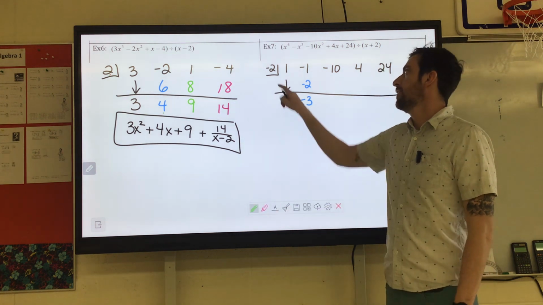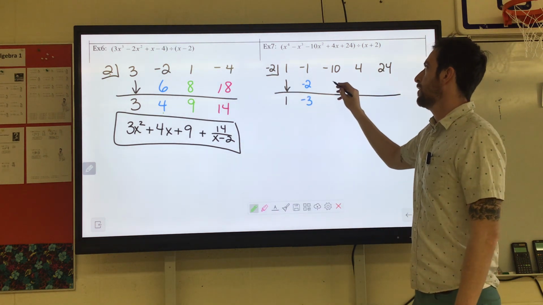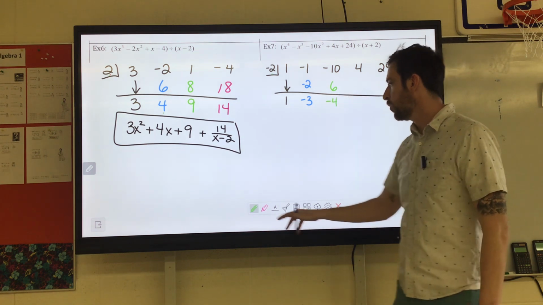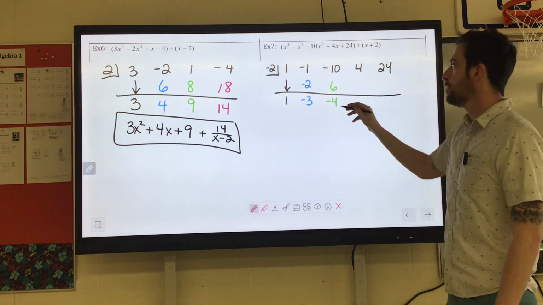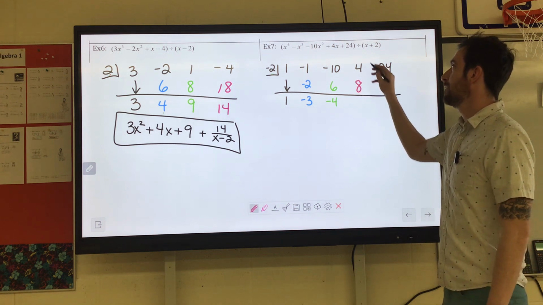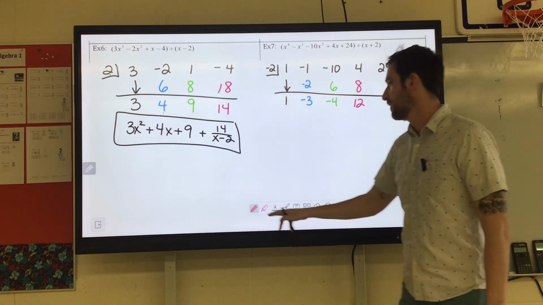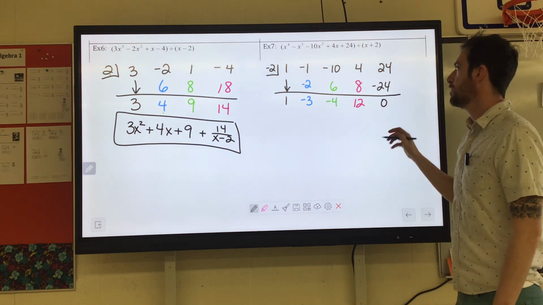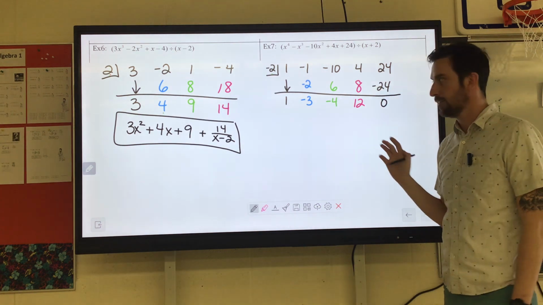Negative 2 times negative 3 is positive 6. Negative 10 plus 6, negative 4. Negative 2 times negative 4 is 8, plus 4 is 12. And negative 2 times 12 is negative 24, plus 24 is 0. So there's no remainder on this one.